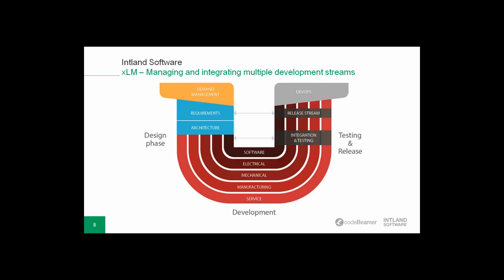So now you see the interconnected life cycles of innovation and development. The term extreme lifecycle management was coined to refer to the management of various life cycles. On the top left, you can see the demand management. So basically, you start to prioritize all the requirements which are coming from the market. And basically, with codeBeamer's demand management, it helps you to decide about the project which is best for your company. And based on the demand, you can define your requirements and then your architecture.